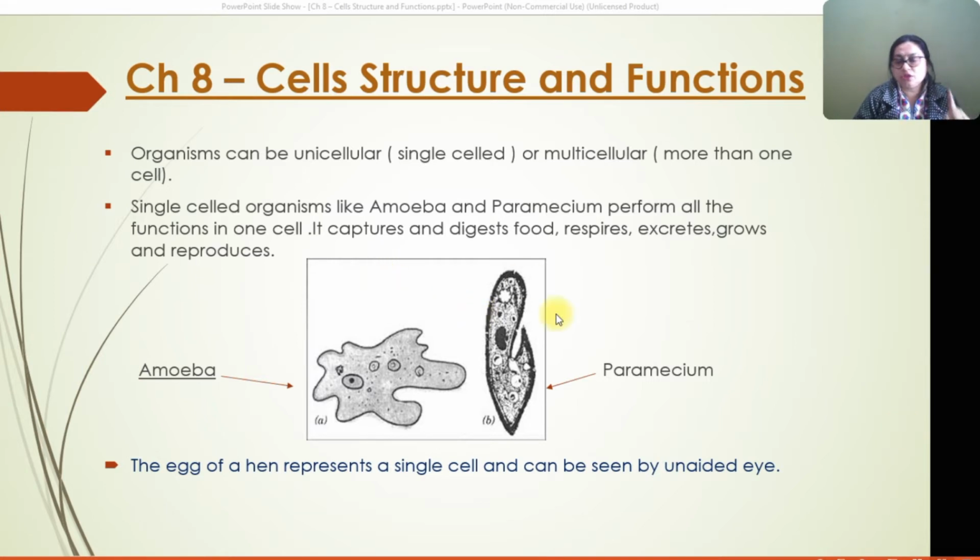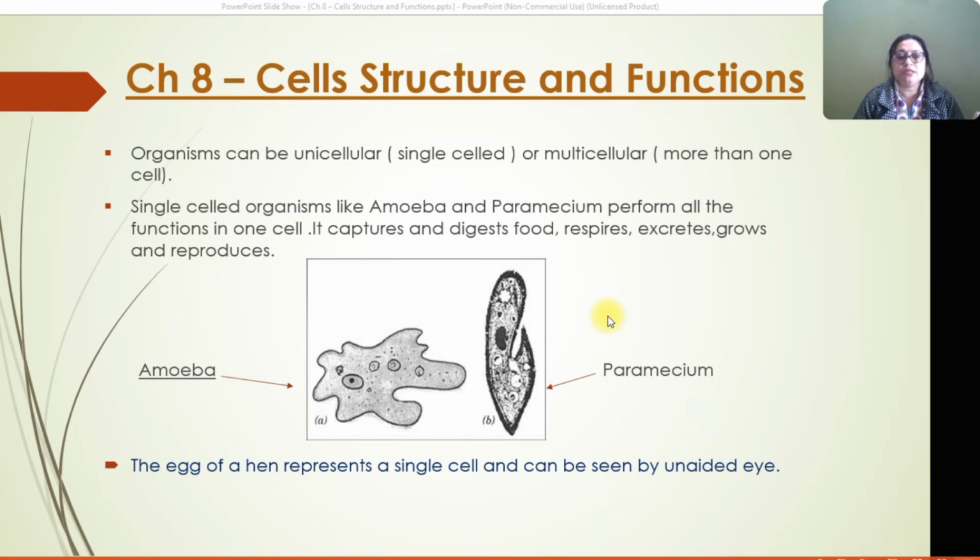Organisms can be unicellular or multicellular. Uni means one, so unicellular is single celled, and multi means many, so multicellular organisms are made up of more than one cell. So here two pictures are given. One is of amoeba and one is of paramecium. These two are unicellular organisms, and all the functions that amoeba and paramecium perform are done in that one cell only, like capturing the food first of all, eating it, digesting it, respiration, excretion, reproduction, growth, everything is performed in this single cell.